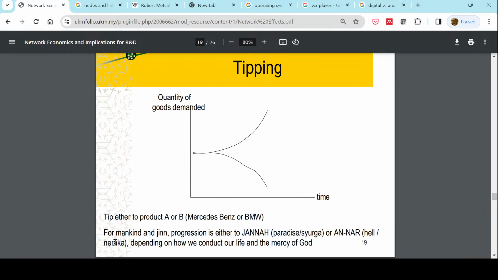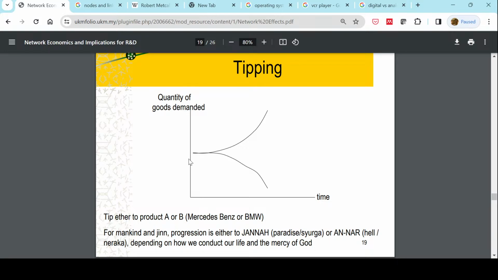So this is my note, not related to our class. For mankind and jinn, progression is either Jannah or Annar, hell, depending on how we conduct our life today and the mercy of God. So tipping is also in our life, whether you become successful or a failure. So we choose how we want to be, how we conduct our life. So that's not related to our course. I just added it there. Since I put it there, I just explain.